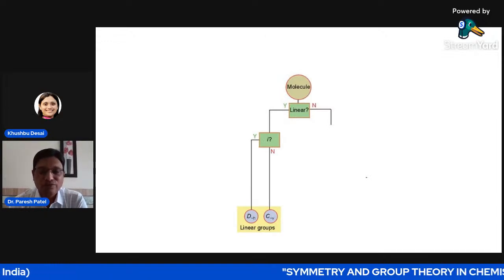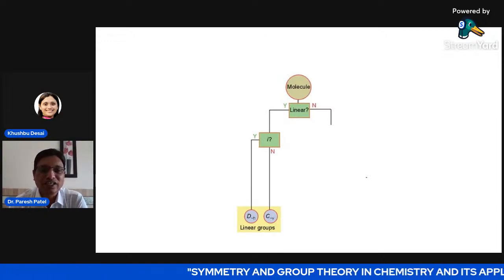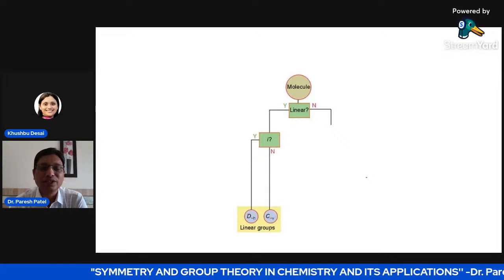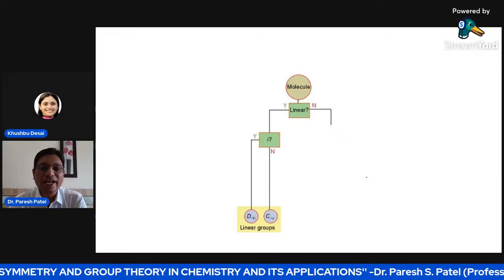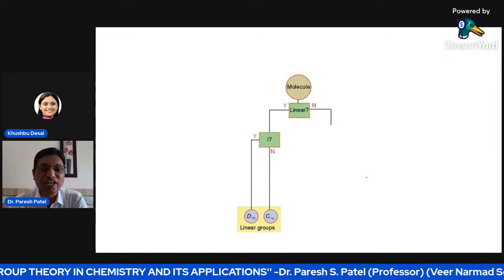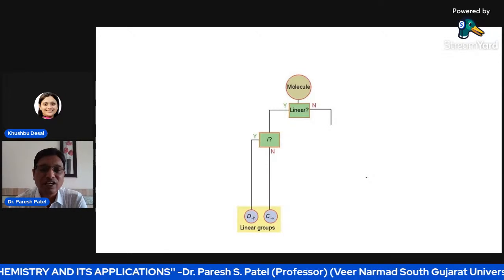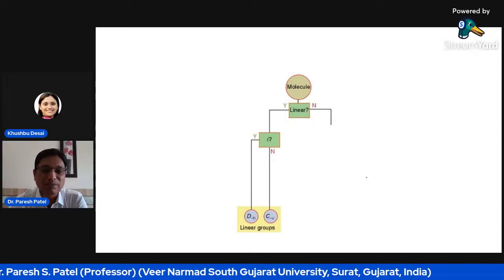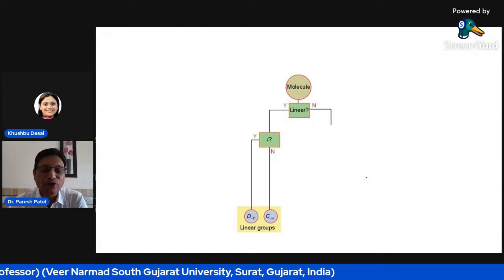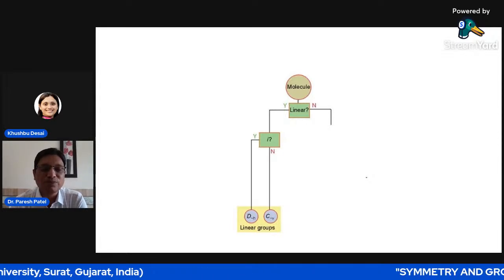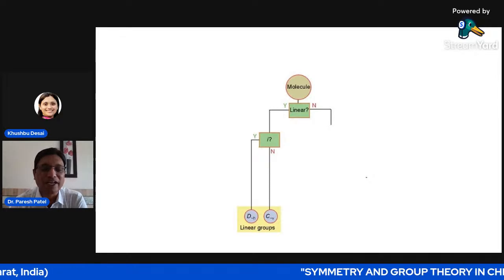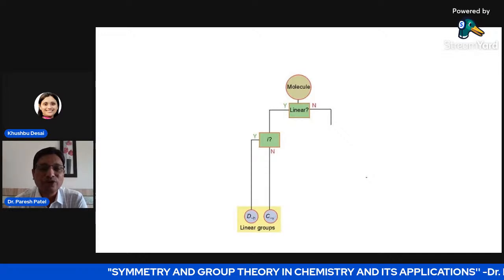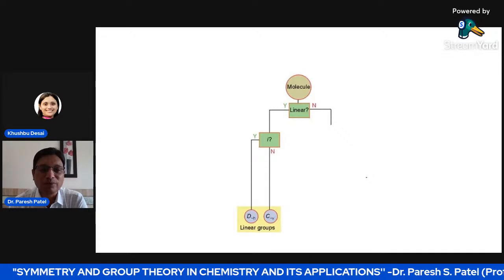First question we have to ask is whether the molecule is linear or non-linear. If it is linear, then C infinite v or D infinite h point group may be present. In that case, if the plane is perpendicular to the main principal axis, then the point group is D infinite h. And if sigma v is present, meaning the plane is parallel to the main principal axis, then the point group is C infinite v. Next one, please.